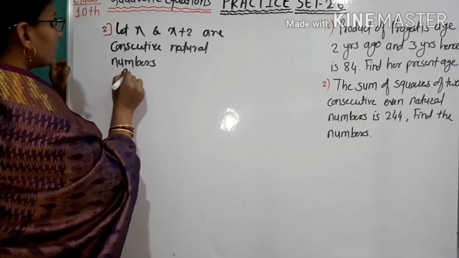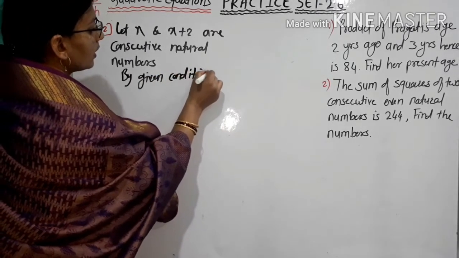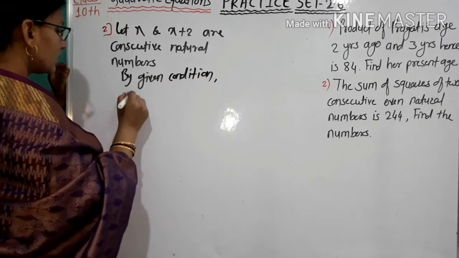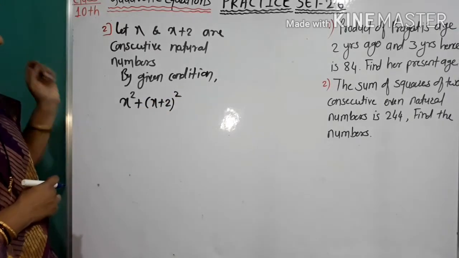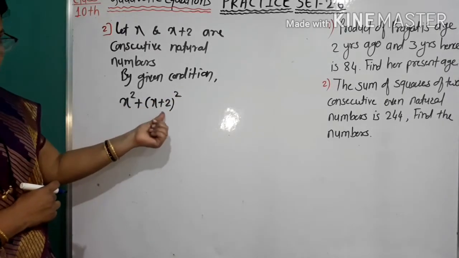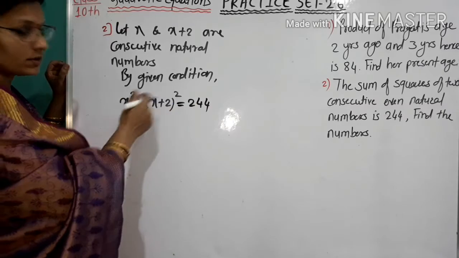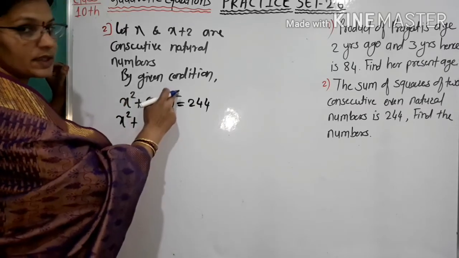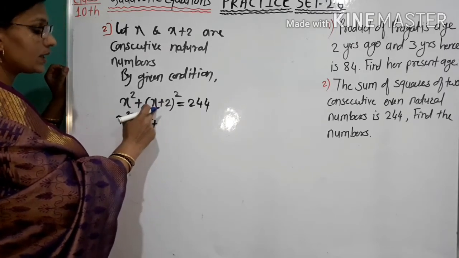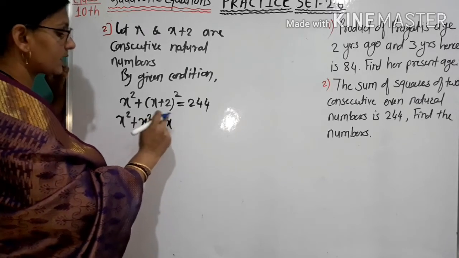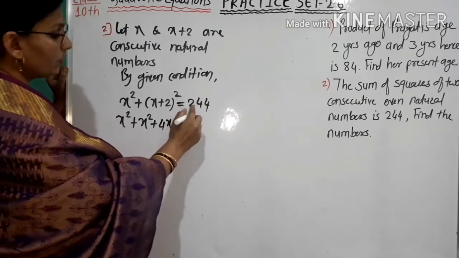So by the given condition, the first number squared is x square, the second number is x plus 2 bracket square. The sum of squares of two consecutive natural numbers is given as 244. Let us solve this. x square plus the square of the first term x square, plus 2 into x into 2, that is 4x, plus the square of the second term, that is 4, equal to 244.